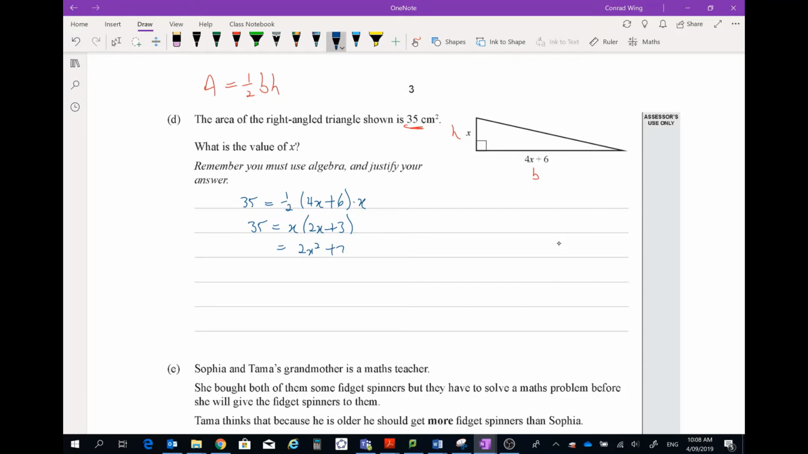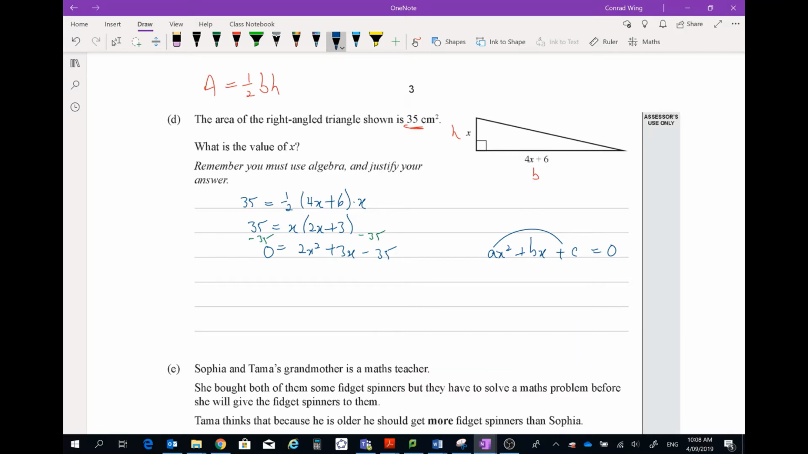2x squared plus 3x. Now, ordinarily you'd write 35 on the left. But to solve a quadratic, what's the first thing you have to do? Make it equal to 0. So I'm going to take away 35 from the left and take away 35 from the right. And I get 0 is equal to this. Can you see this is ax squared plus bx plus c equals 0? So you're going to do the AC method and solve.